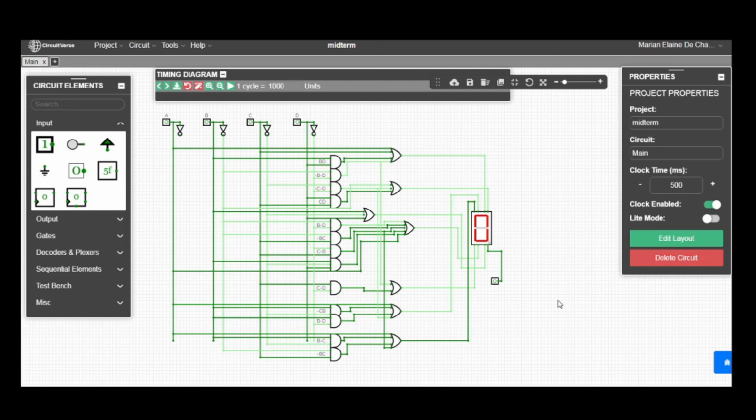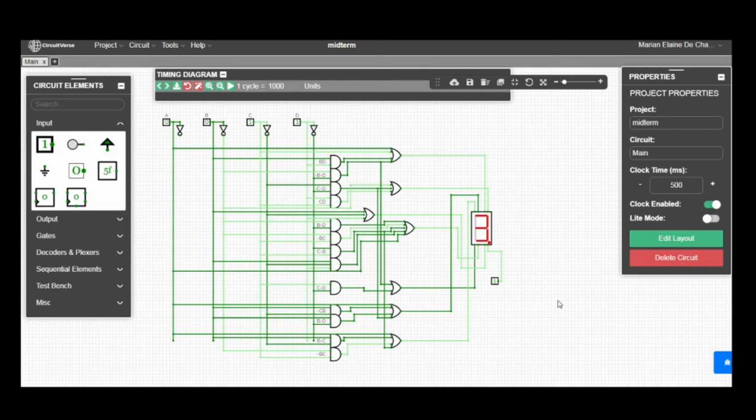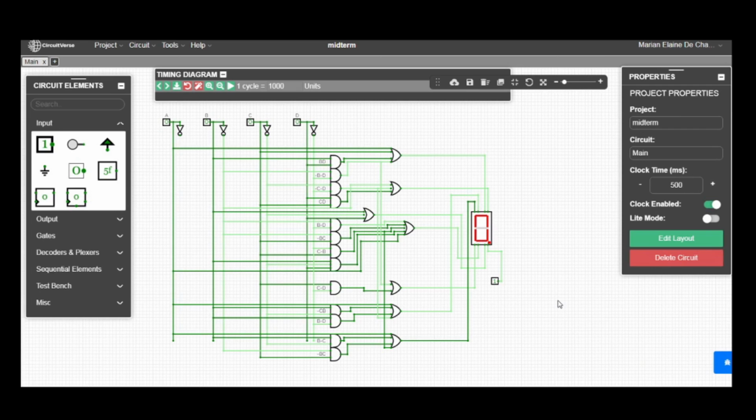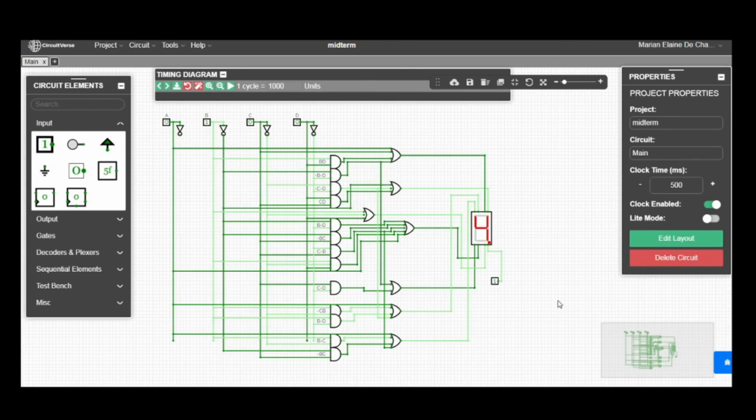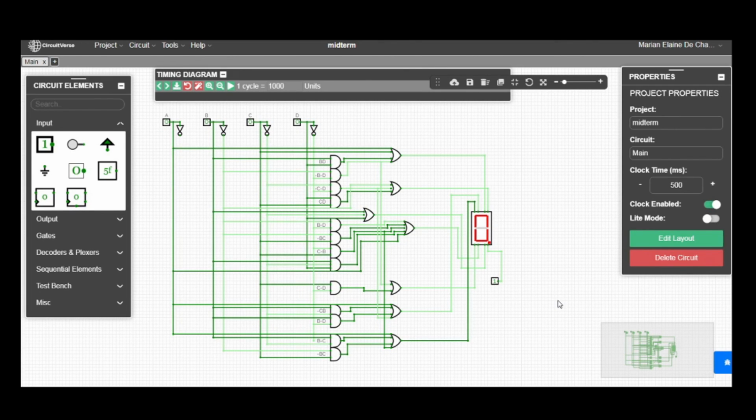And so in this video, we learned how to program our 7-segment display decoder using BCD.